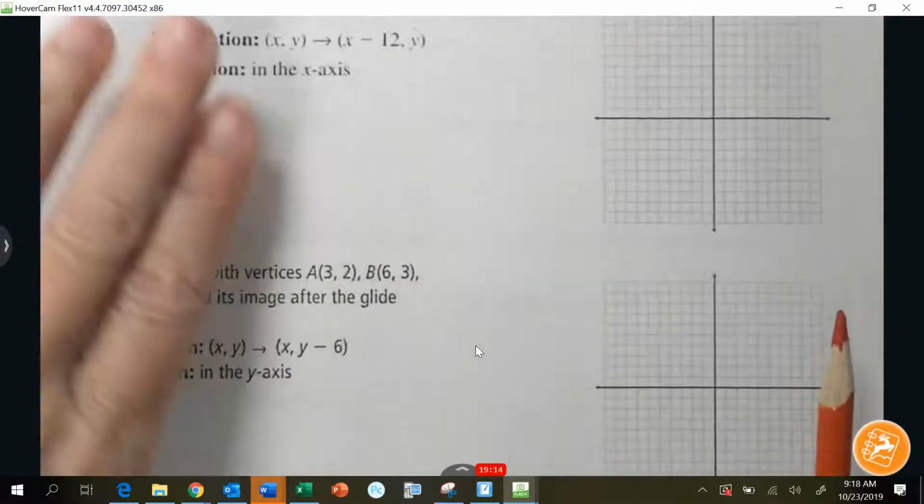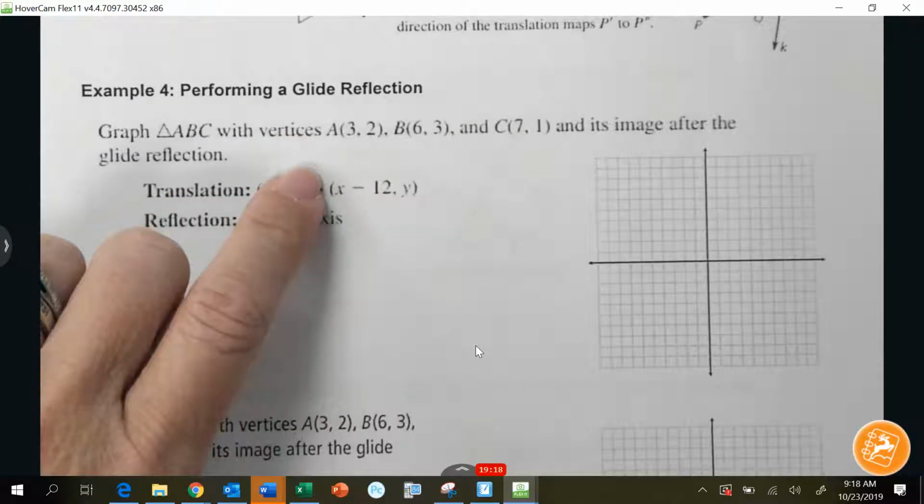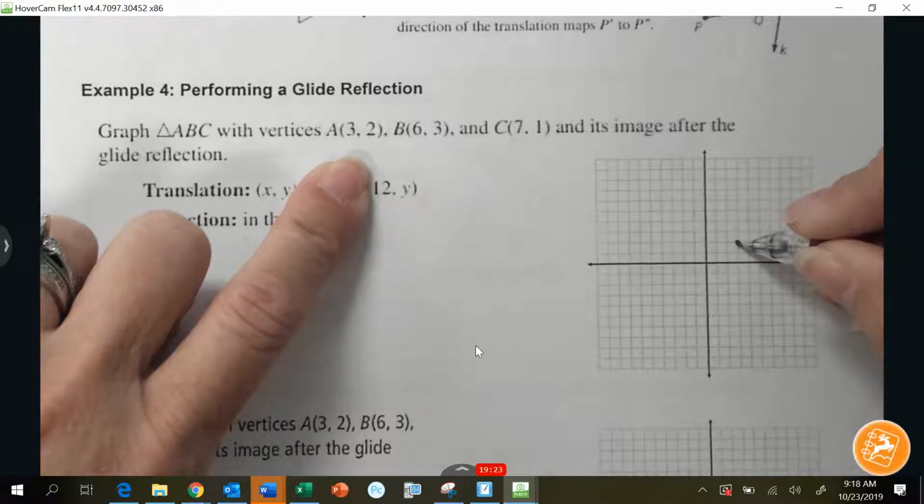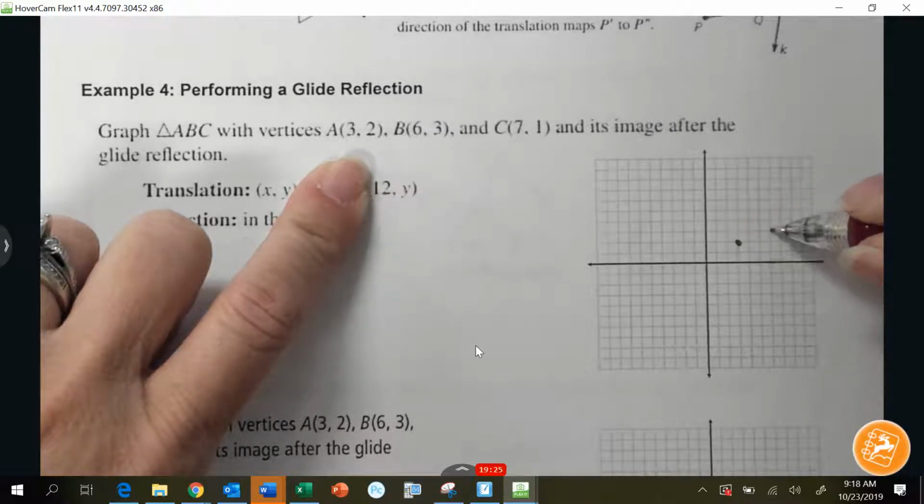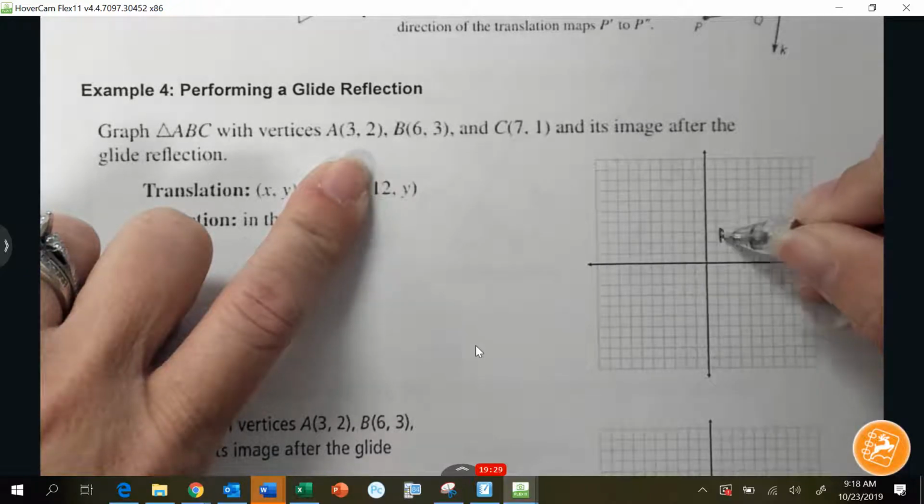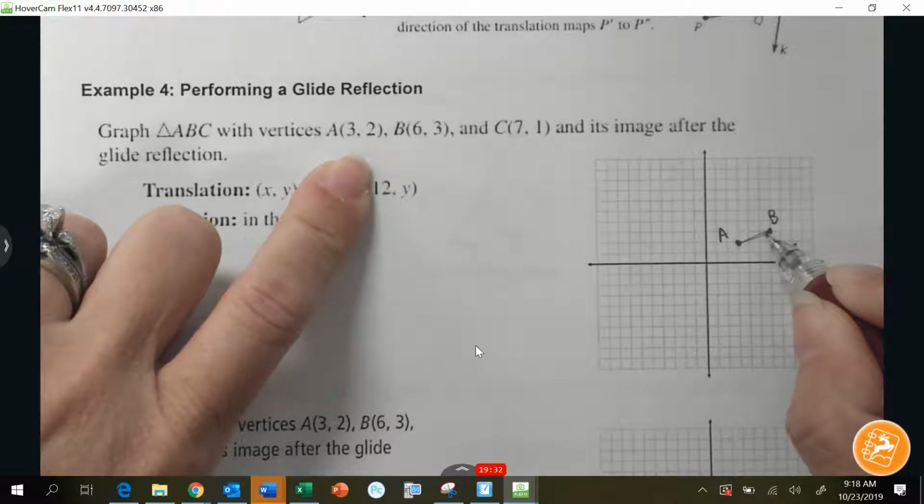So here we're going to perform composition functions called glide reflections. Let's go ahead and graph triangle ABC: (3, 2), (6, 3), and (7, 1). How do I know this is a triangle?